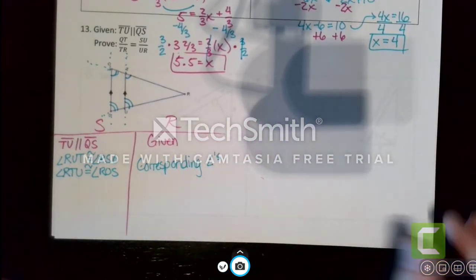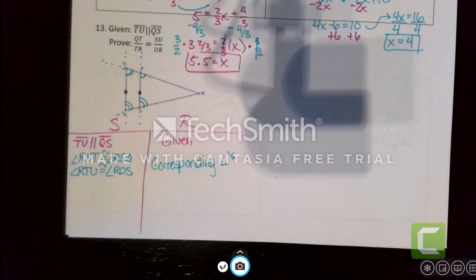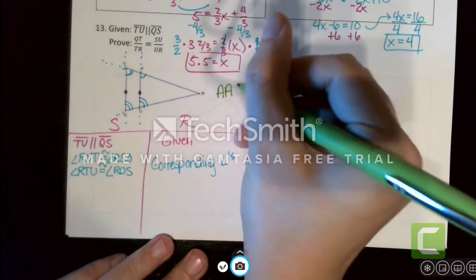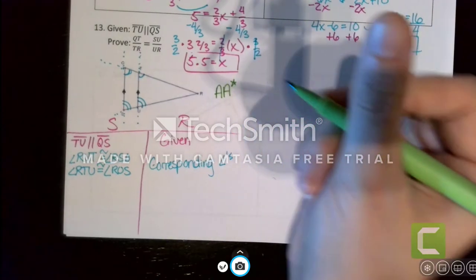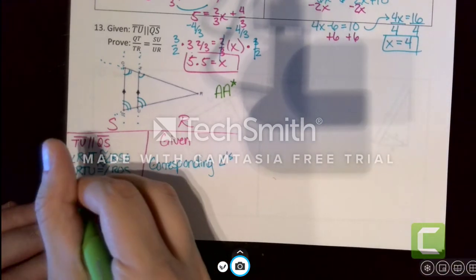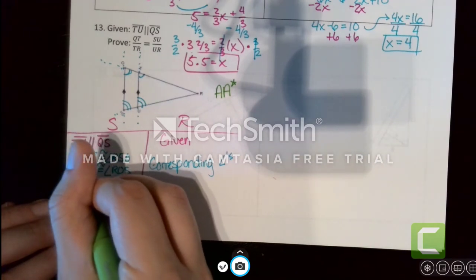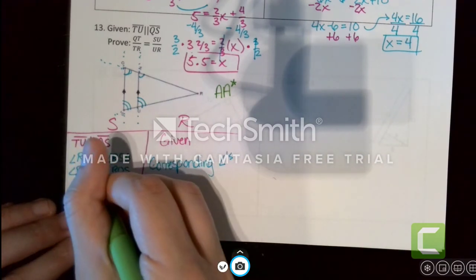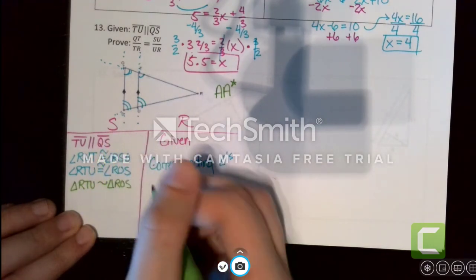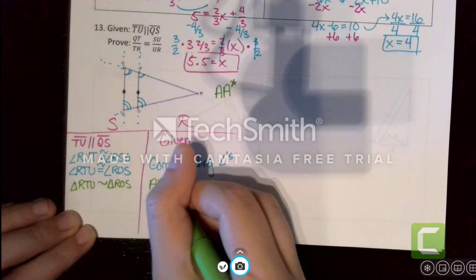This is important right here because this is how we declare similarity. What we've just proven is what's called the angle-angle similarity. Angle-angle. And when you have angle-angle similarity, that means in two different triangles, you have two different congruency pairs. So declare that triangle RTU is similar to triangle ROS by angle-angle theorem.